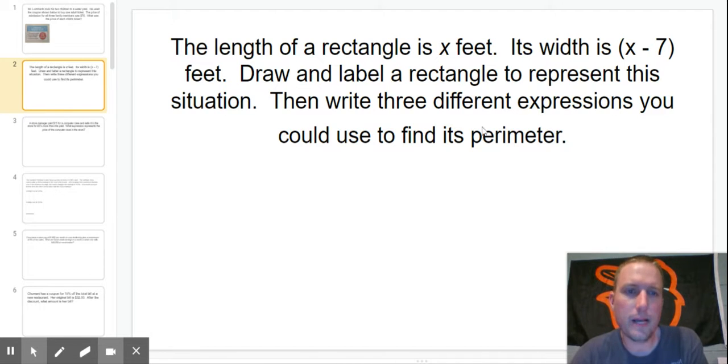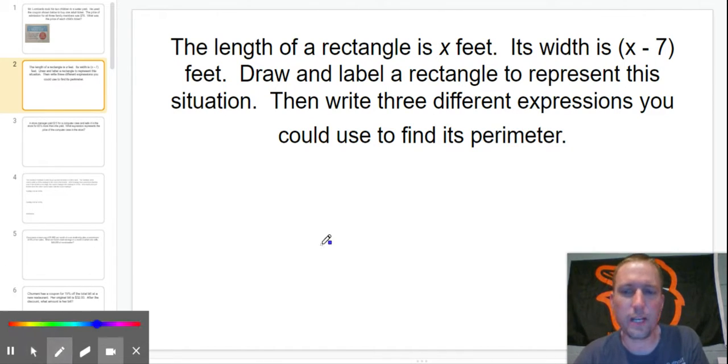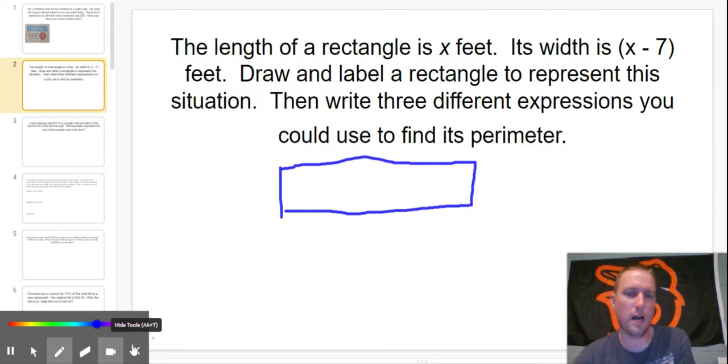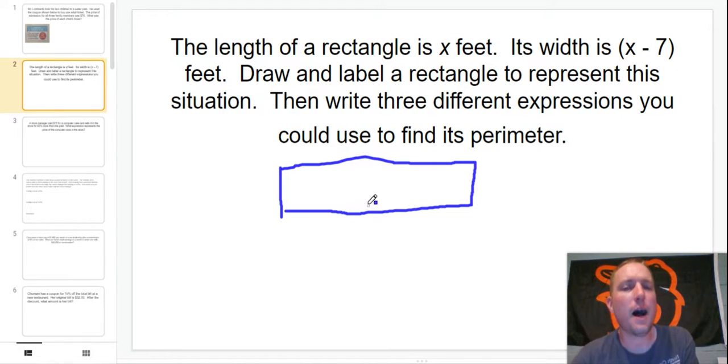So first, it says to draw a rectangle. We can do that. So I'm going to draw a pretty standard rectangle. Maybe not the best rectangle in the world, but it will do. You can draw any rectangle that you would like. So looking at this, it says the length is x. So I'm going to label the lengths of my rectangle x. And then it says the width is x minus 7. So let's label the width x minus 7 and x minus 7.